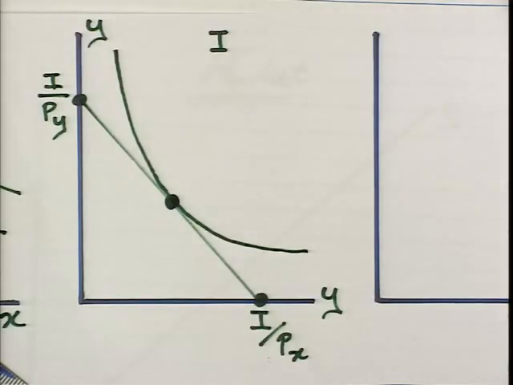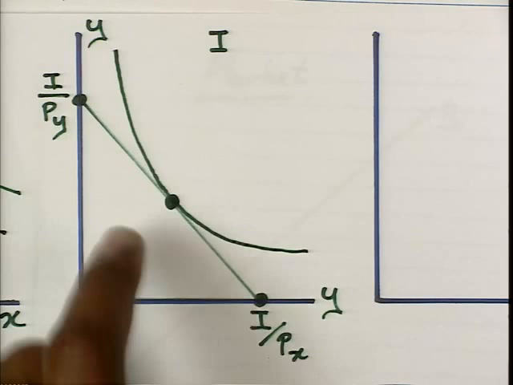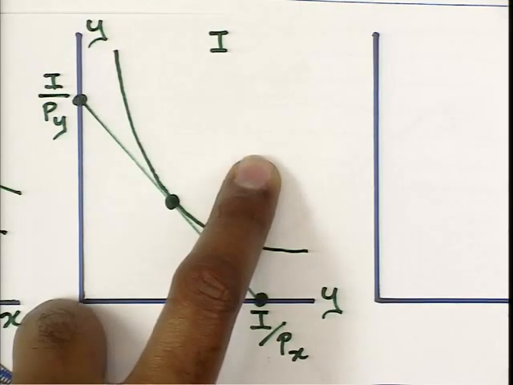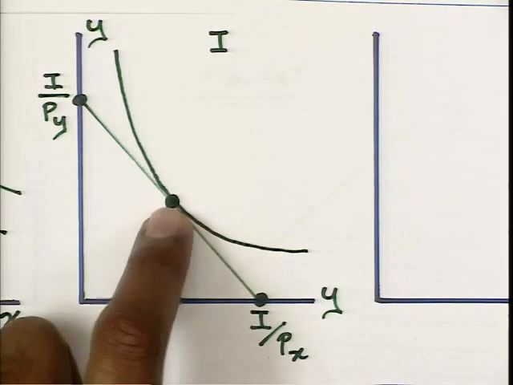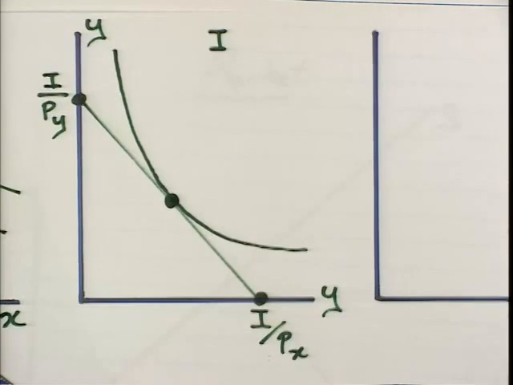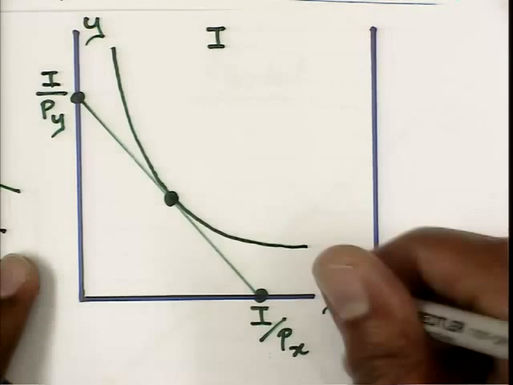Everything on the budget line is affordable. Everything above the budget line is not affordable. That's the best point I can afford using my given income. That's an X.